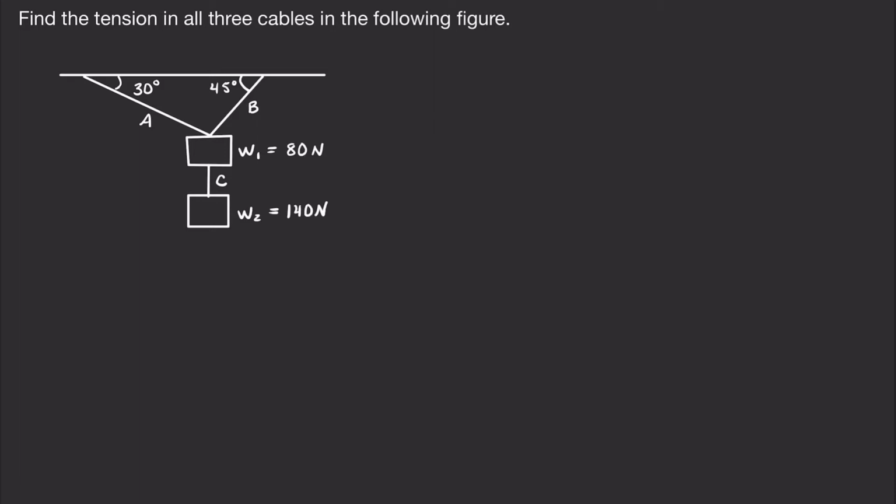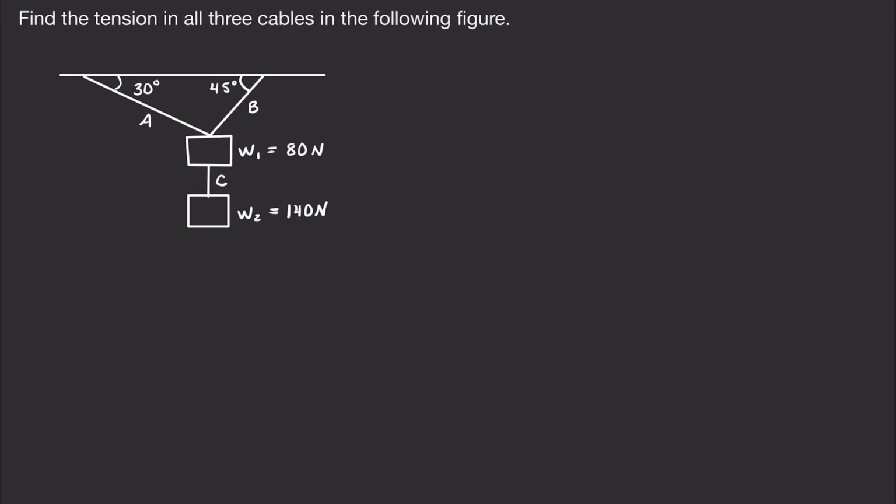In this video, we're going to continue our force problems, and specifically we're going to focus on problems with tension, friction, and inclined planes. Okay, so here we have a problem where we want to find the tension in the three cables that are shown in this figure. So you have a cable connecting two boxes. We have a cable A, cable B, and cable C, and we want to find the tension.